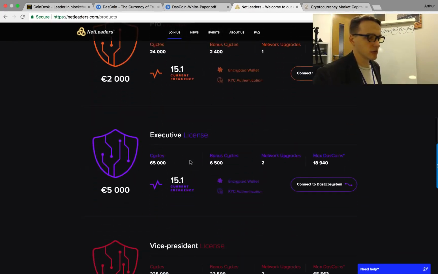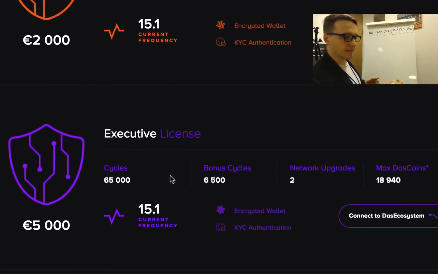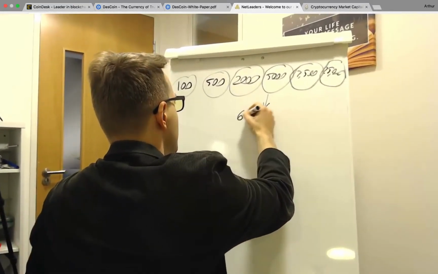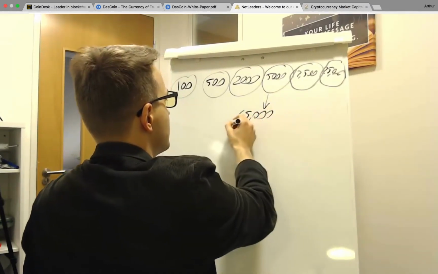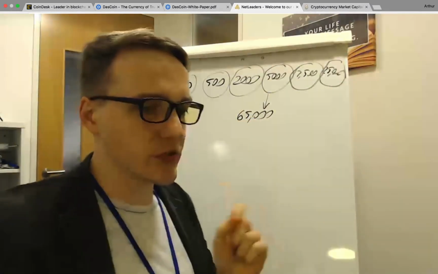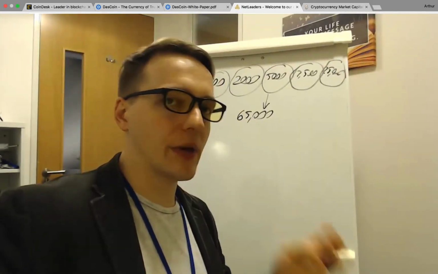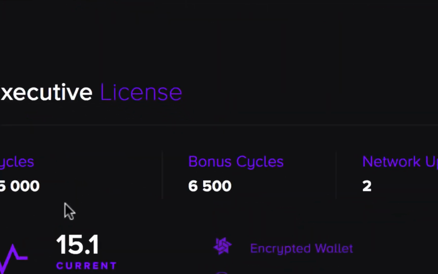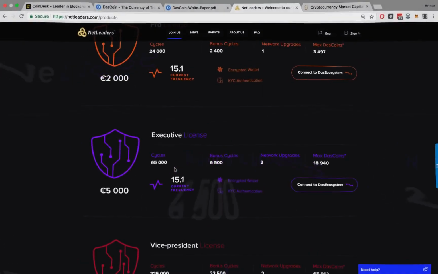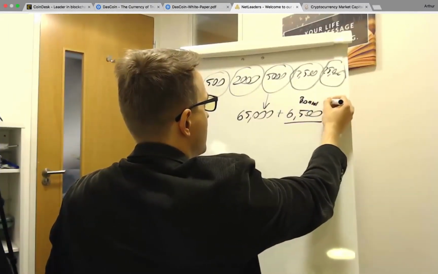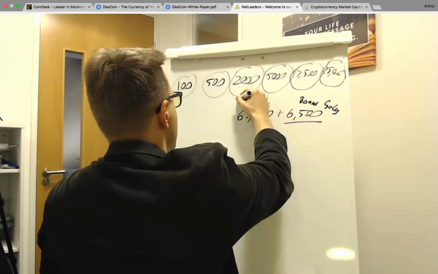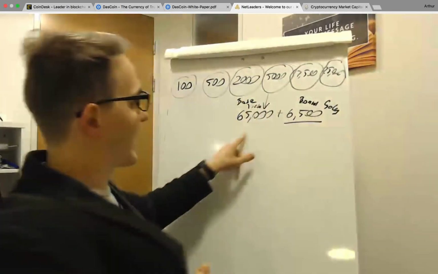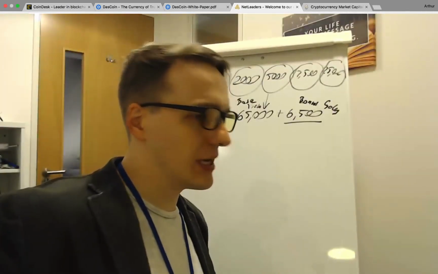let's say we're going to talk about the 5,000 license. Initially, as you can see from the screen, this license will give you 65,000 base cycles, plus on occasions, depending on what it is, the company will give you a bonus. So right now it's additionally 6,500. These are the bonus cycles, and these are the base cycles. That's before any possible network upgrade.